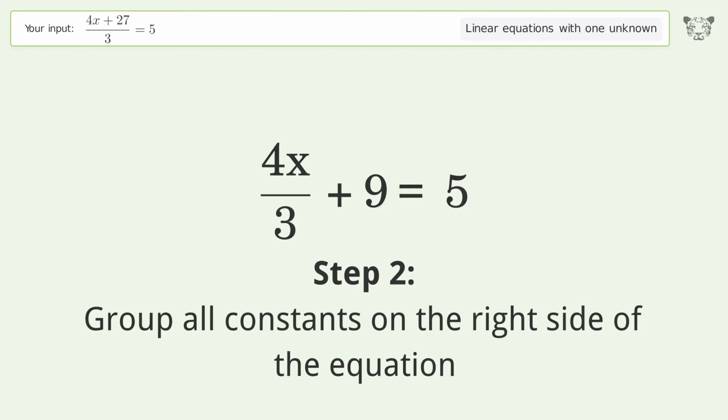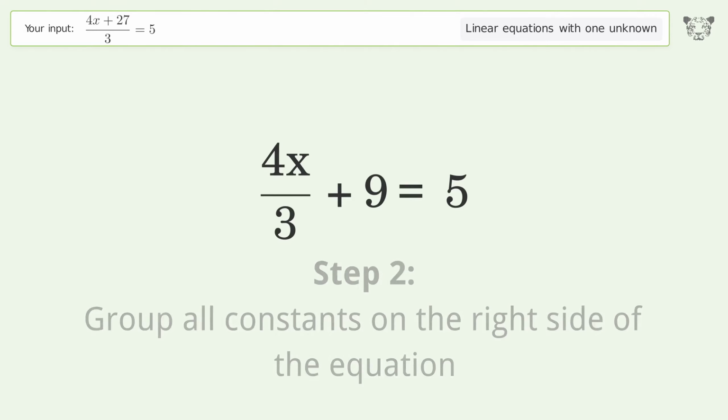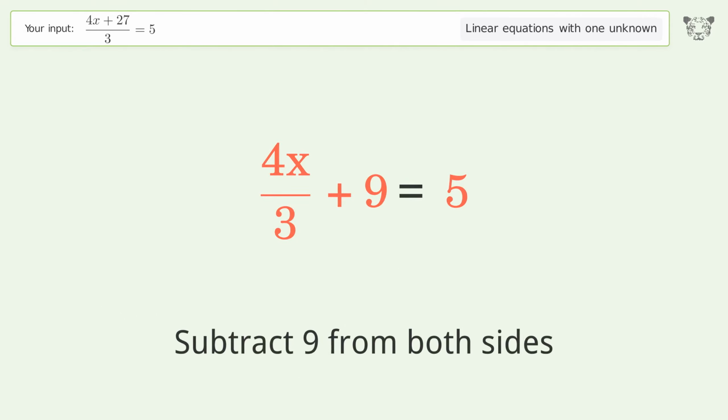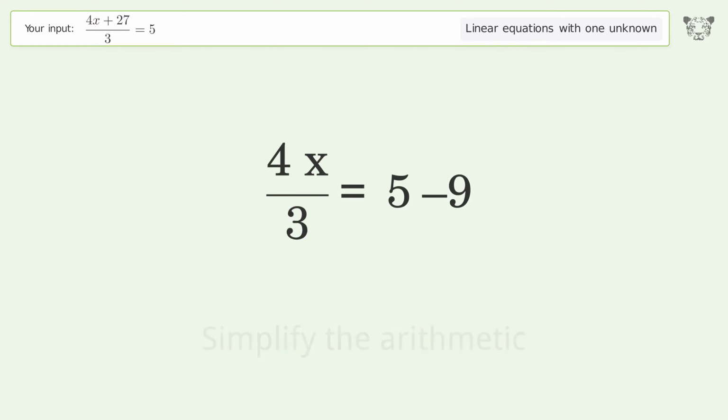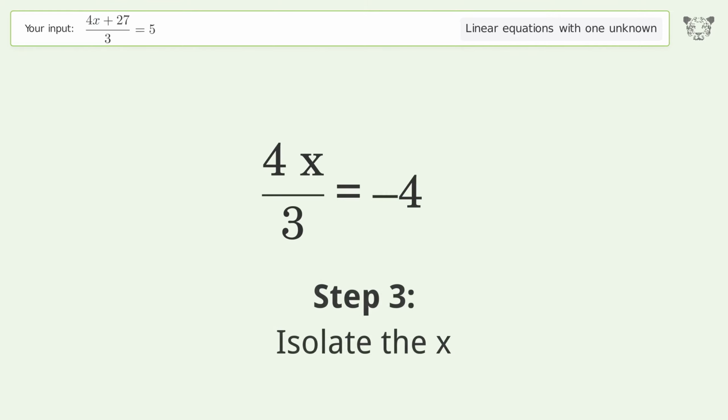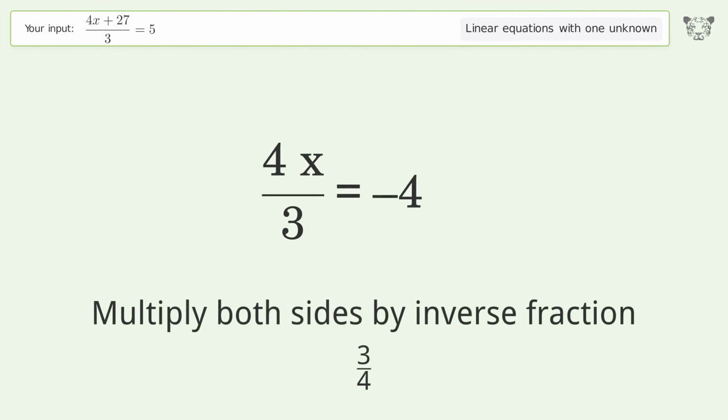Group all constants on the right side of the equation. Subtract 9 from both sides. Simplify the arithmetic. Isolate the x. Multiply both sides by inverse fraction 3/4.